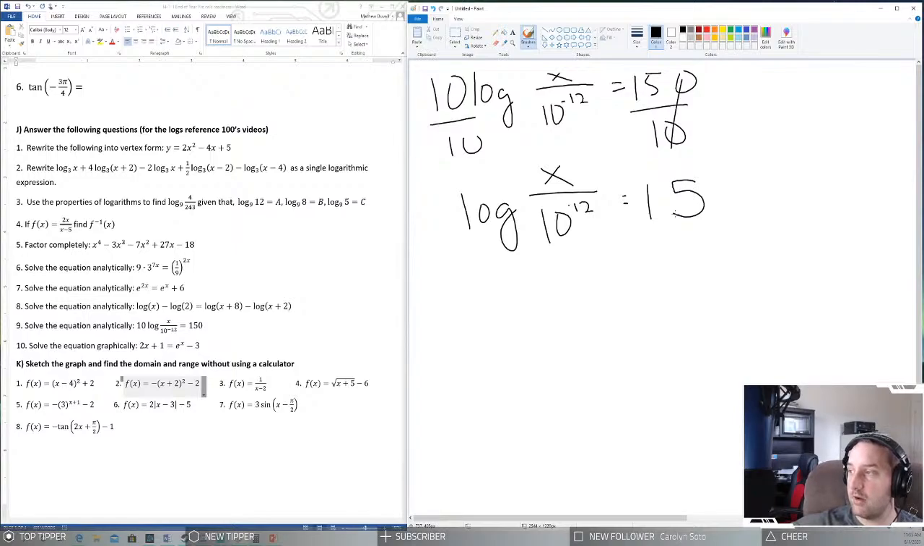Then, to get rid of the log, we have to think of the base. Since it's just log, there's no base written there. I know it's log base 10. So base 10, we'll get rid of it. So I'm converting it into an exponential equation.